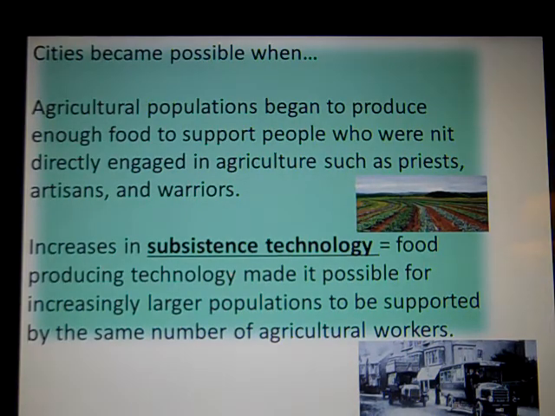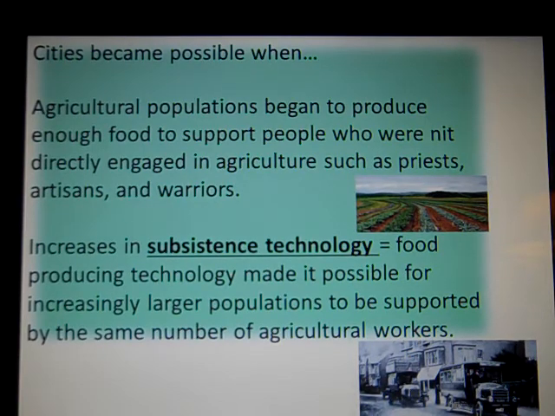Now, to back up a little bit, cities became possible, first of all, when agricultural populations began to produce enough food to support the people who were not directly engaged in agriculture, such as priests, artisans, and warriors. So we start to see a bigger division of labor, and people are freed up to do other things.